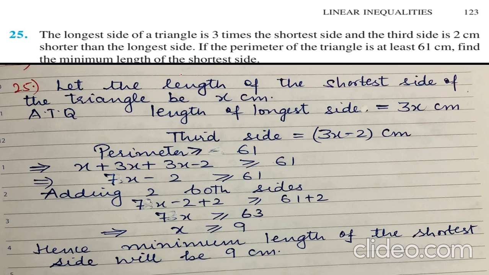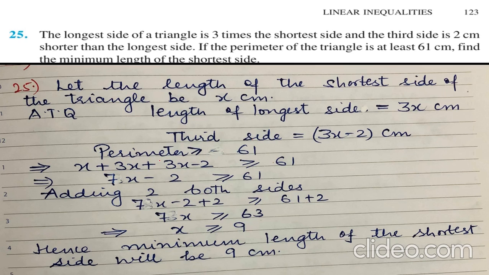So we suppose that the length of the shortest side of the triangle be x centimeters. Now according to the question, the length of the longest side is 3 times the shortest side, so it becomes 3x centimeters. And the third side is 2 centimeters shorter than the longest. Now longest is 3x, so it becomes 3x minus 2 centimeters. Now the perimeter is at least 61, so the perimeter should be greater than or equal to 61.